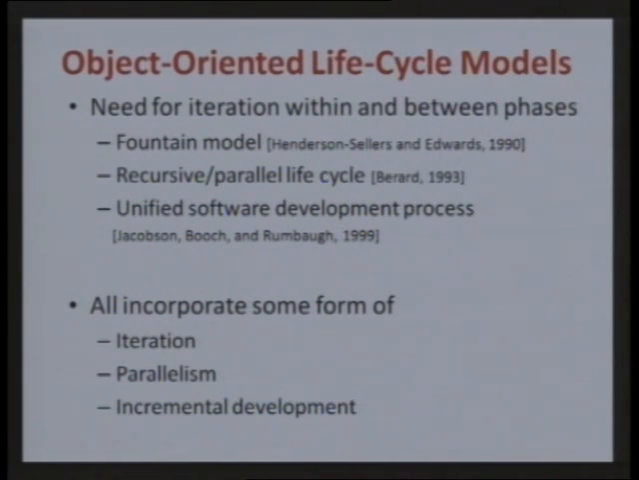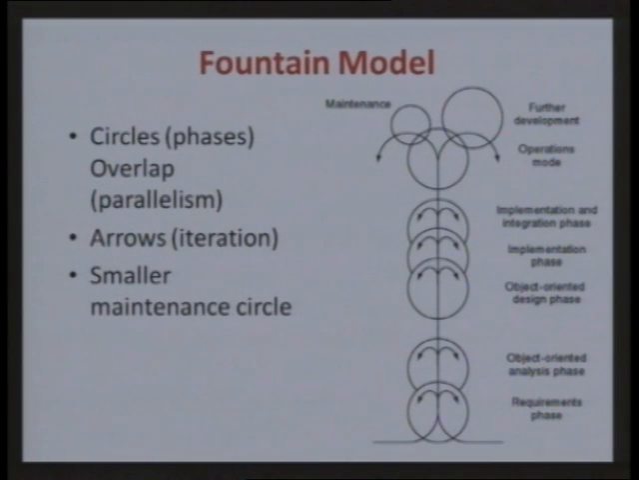Now I'll be taking you to a very fantastic model out of these, and that is nothing but the fountain model. Do look at this fountain model, which was introduced by Henderson. What do we find here? Let's look at the notation. The circles indicate phases. The overlapping of several circles indicates parallelism. The arrows indicate iteration. And in comparison to the larger circles, the small circles indicate maintenance circles.